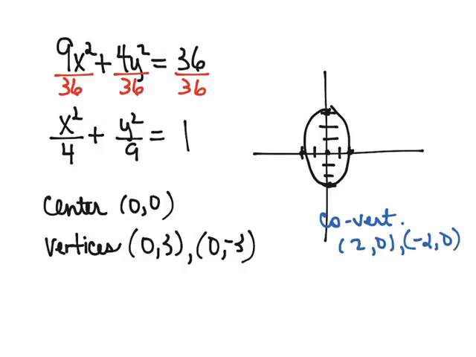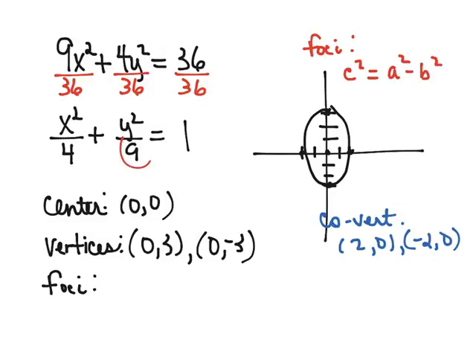And then the final thing we want to find is the foci. And the foci are related by this equation that has to do with the ellipse. The foci use the equation c squared equals a squared minus b squared, where a is our bigger amount. So a squared is going to be 9, and b squared is going to be 4. So c squared is going to turn out to be 5. So c is plus or minus the square root of 5.